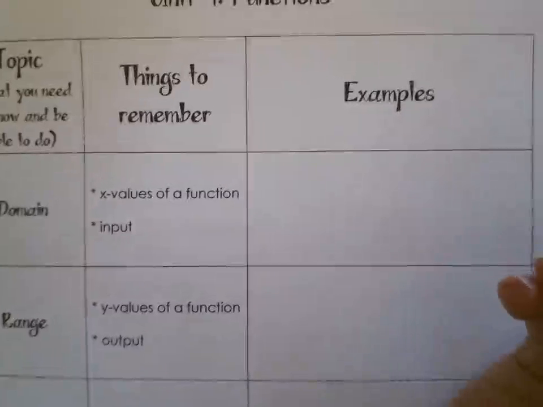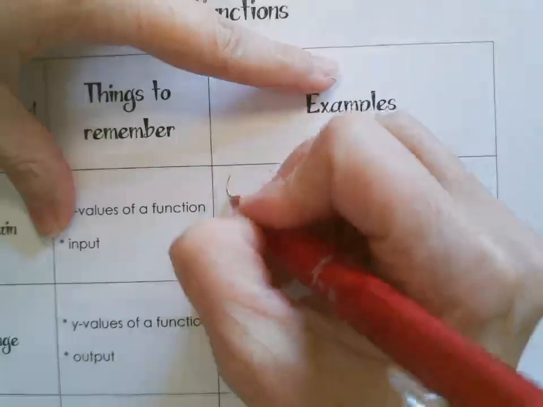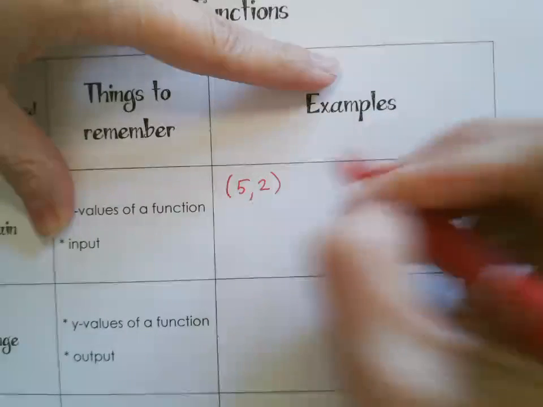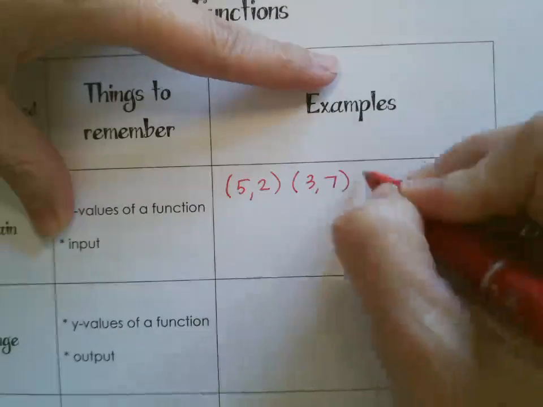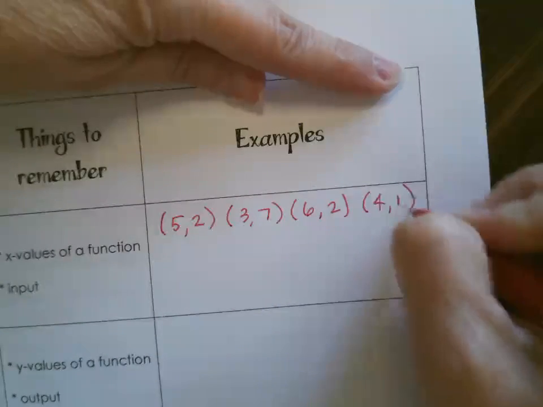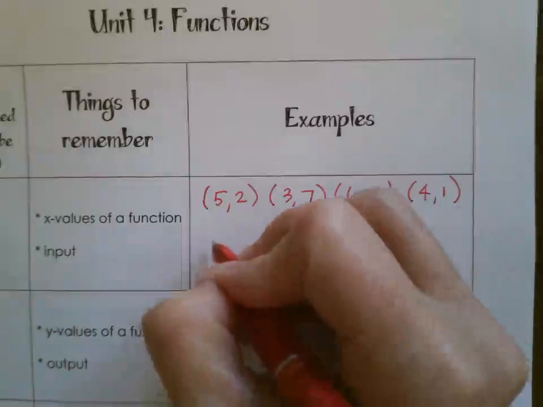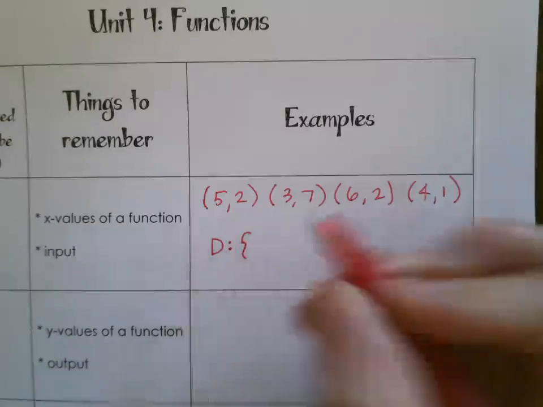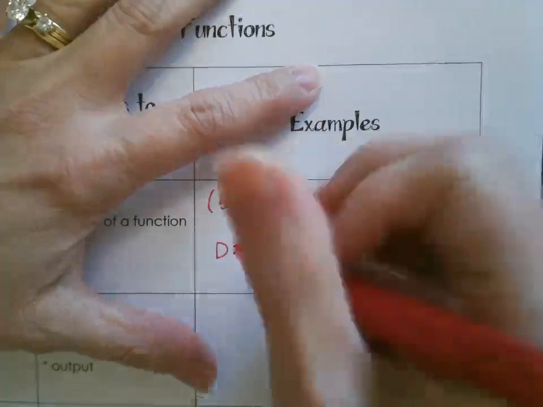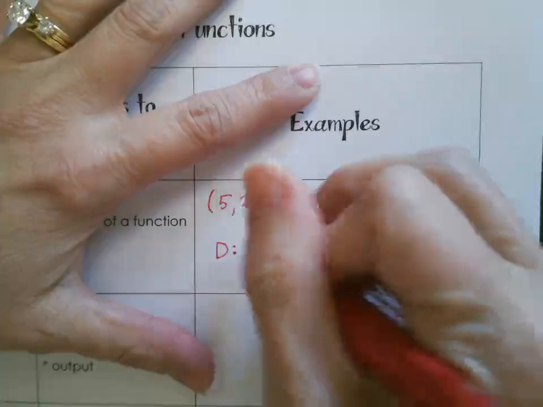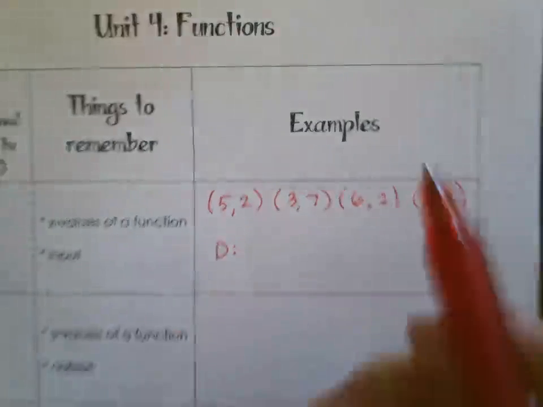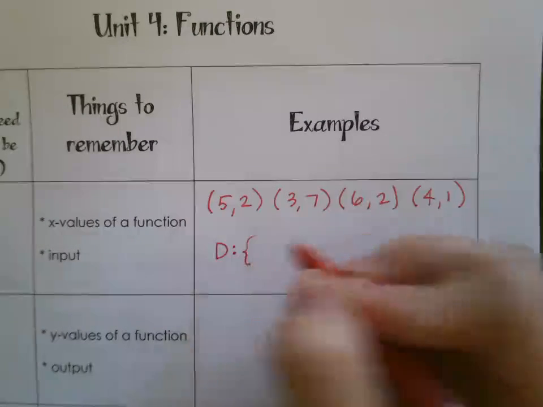So let's just say that we have points 5, 2, 3, 7, 6, 2, and 4, 1. All right, if we were talking about the domain, we would say... Oh my gosh, I don't know what happened. I don't know if I hit a bump or what, but I got to fix this. All right, let's try this again. There we go, that's better.